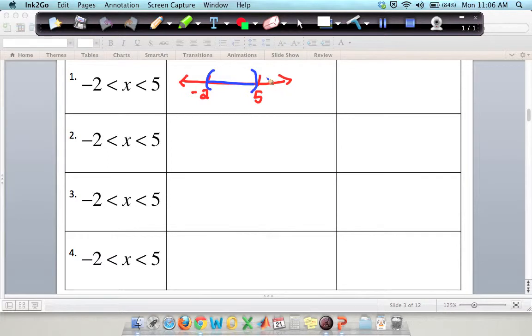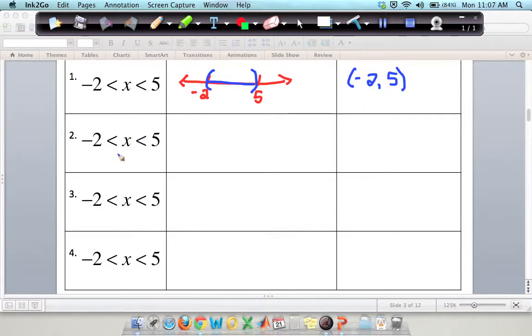And then the way you would write this in interval notation is reading your number line from left to right. So this says parentheses, -2, comma, 5, parentheses. So this is not a point. This is saying my solution is all numbers in between -2 and 5, but not including those two numbers.